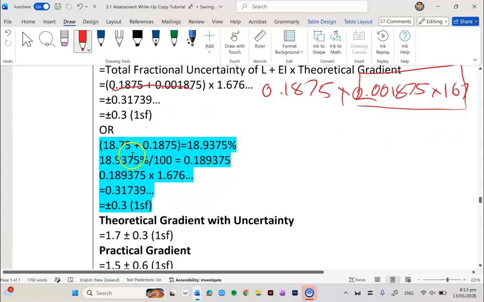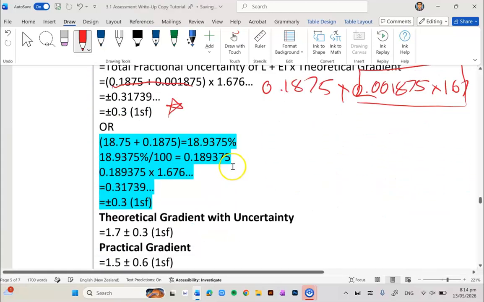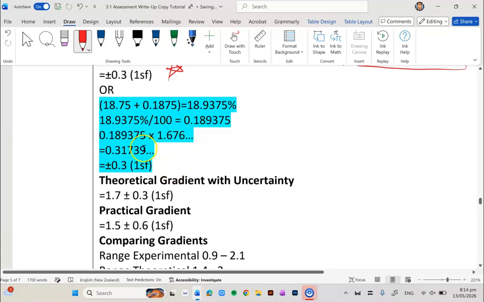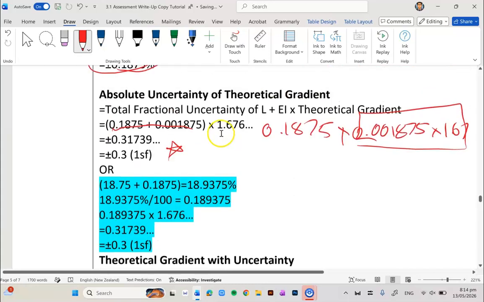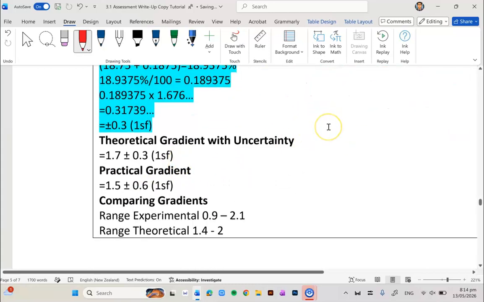Or you could add the percentages, but then to convert it back into a number, we want to divide by 100. This method is kind of meaningless because you need to convert it back into a normal number anyway, so I don't understand why. You should just do the other, but hey, the teacher sort of liked this method. He highlighted it blue, so maybe you can do this. Just add the percentages and then divide by 100 to convert it back to a normal number, and then multiply it by the theoretical gradient, and you'll get the exact same answer. So that is the theoretical gradient with the uncertainty.